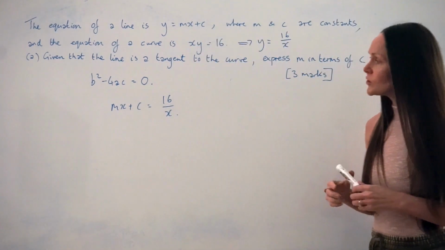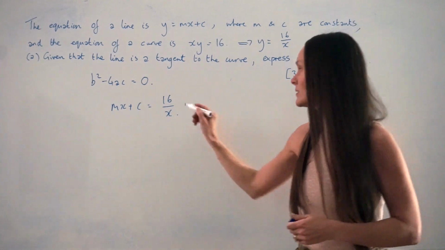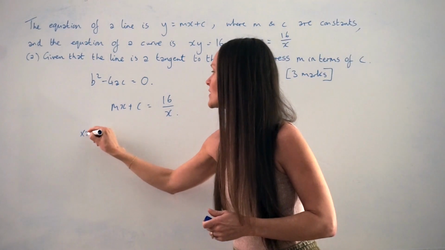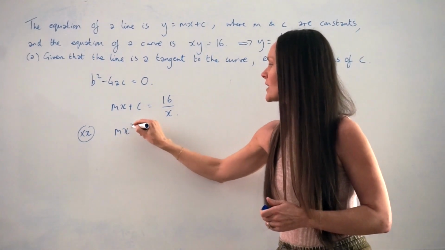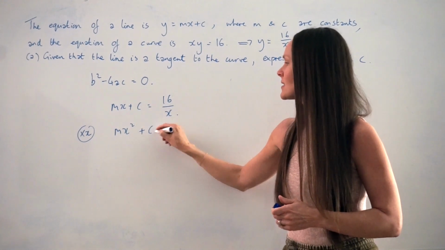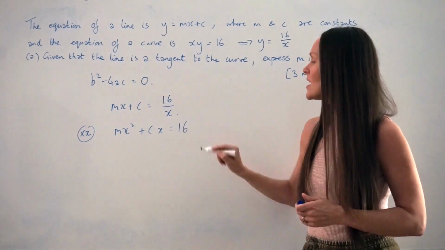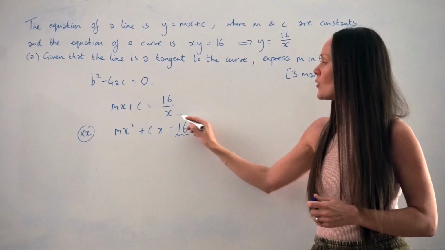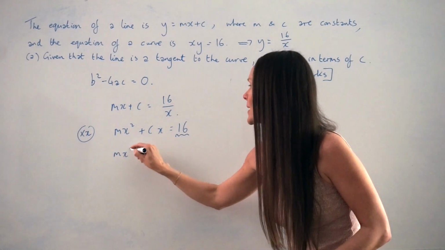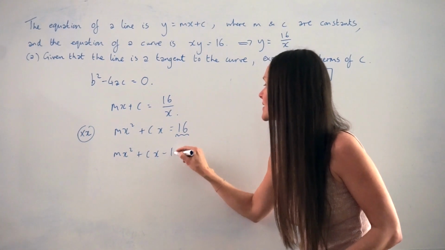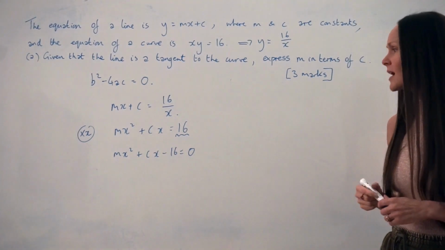Alright, so first I want to get rid of this fraction here, so I'm going to multiply everything in this equation by this denominator x. So if I times by x here, I get mx squared. If I times c by x, I get cx. And if I times this by x, the x is cancelled and I'm left with 16. Now, I need to move this 16 over to the left-hand side so that the equation equals 0. So that mx squared plus cx minus 16 equals 0, as now I can identify my values of a, b and c a lot more easily.